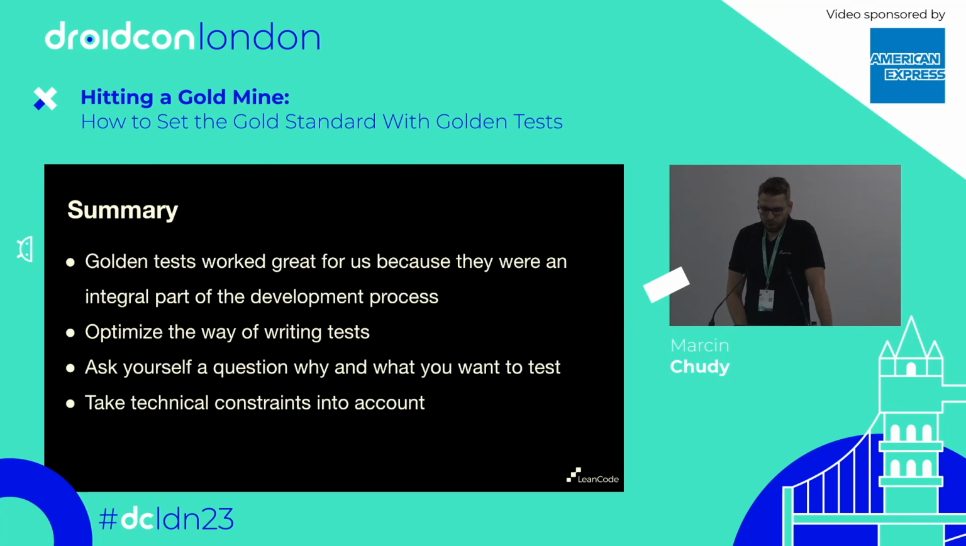Before starting a new project, it's always good to ask yourself why and what you want to test. Maybe in your case, integration type testing of pages won't be that efficient. So you need to ask yourself that question to fit your requirements, and think about technical constraints, mainly the CI, because that may hit you at some point. So it's good to have some strategy beforehand.